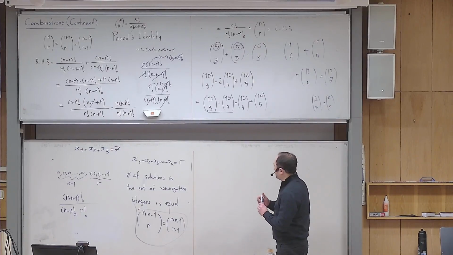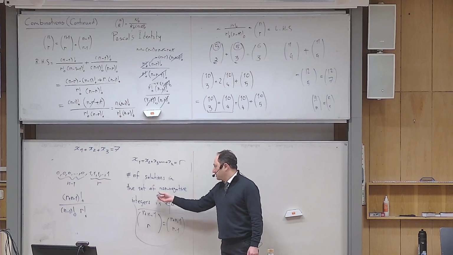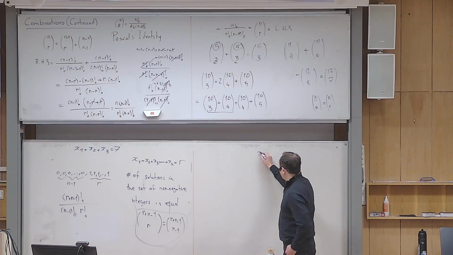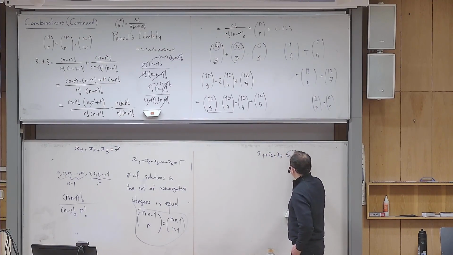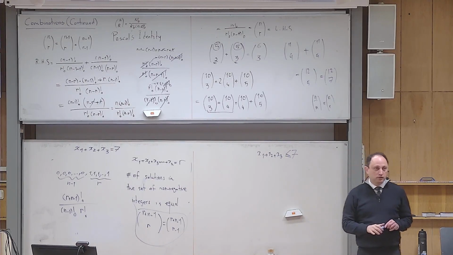So how many solutions are there? Again, when I talk about the solutions, I mean non-negative integers. For this inequality, let me make it less than or equal to 7. Can you solve that?